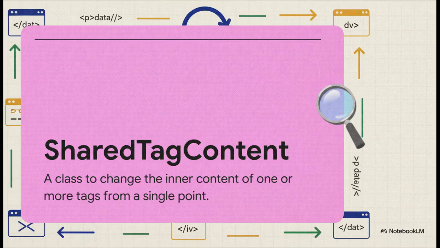But what if there was a better way? This is where SharedTagContent steps in. Think of it like a central control panel for a piece of data. All your little UI elements can just subscribe to it. Then, when you need to make a change, you just update that one central spot, and every single subscribed element updates automatically. It's a genuine, single source of truth for your UI.